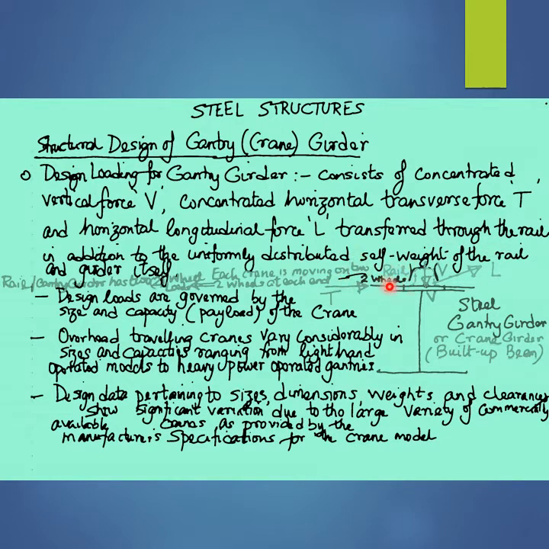Assuming that the special dynamic forces or special dynamic loads, for example, the idealized concentrated dynamic horizontal force T and the idealized concentrated horizontal longitudinal force L, are equally distributed to the four wheels, with two wheels at each end of the overhead electric crane, and further transmitted through the rails to the top flange of the steel gantry girder or steel crane girder.